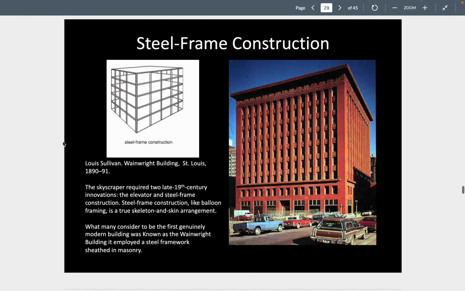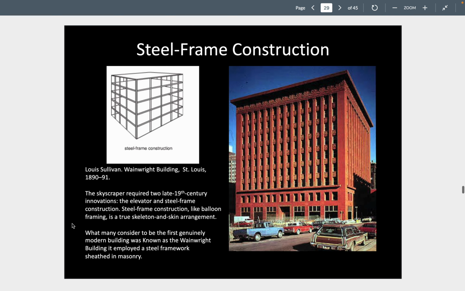Steel frame construction begins with Louis Sullivan in the 1890s, where he has taken the wood skeleton and turned it into steel, a stronger, more resilient, more bendable form of iron. And from this, we are able to get the modern skyscrapers. And here in the Wainwright building, we get this tall building, and he allows us to see the verticality here on the corners.